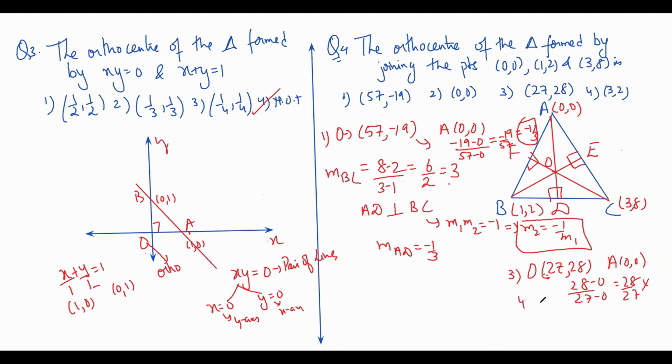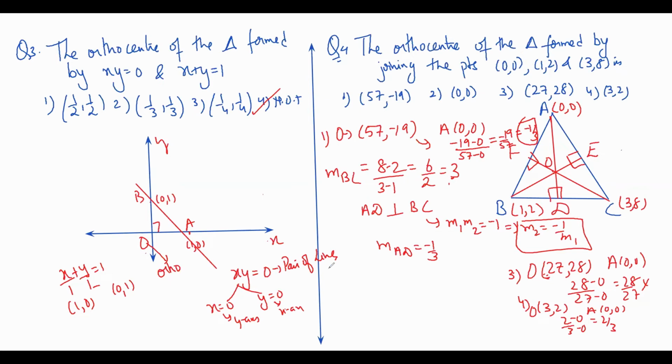Now I'm checking the fourth option, that is 3 2. I take this as O, and A is 0 0. If I check y2 minus y1 upon x2 minus x1, this is again not my desired answer, because my answer should be the negative inverse of 3. So only the first option has given minus 1 by 3. But the second method is to cross check this again: if you have checked the first option and it is giving minus 1 by 3, then check this option with another side.